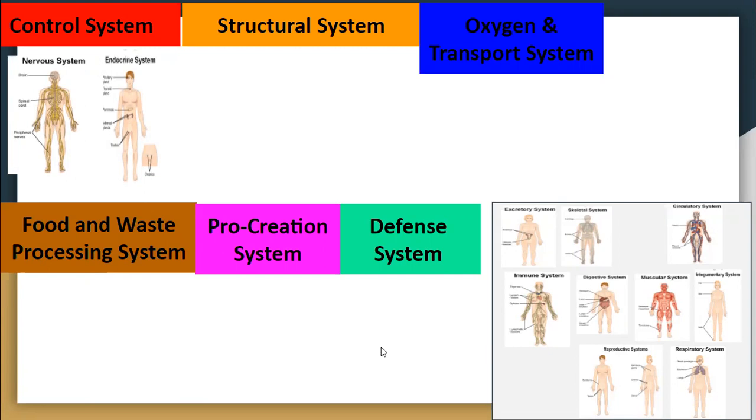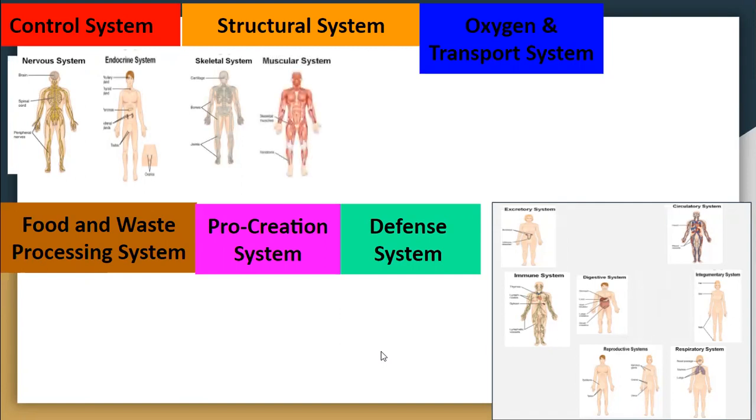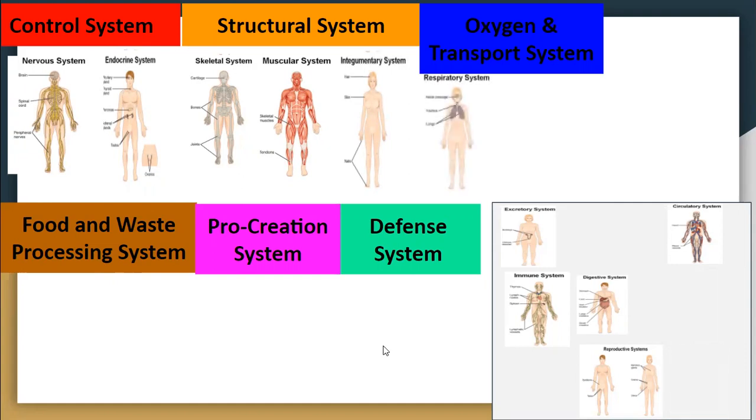Okay, there are 3 structural systems. Did you say skeletal? Good. Skeletal is one of them. What else? Muscular is another. And then that weird one that's hard to say, integumentary system. There it is. Which ones are oxygen and transport systems? Respiratory system and circulatory system.